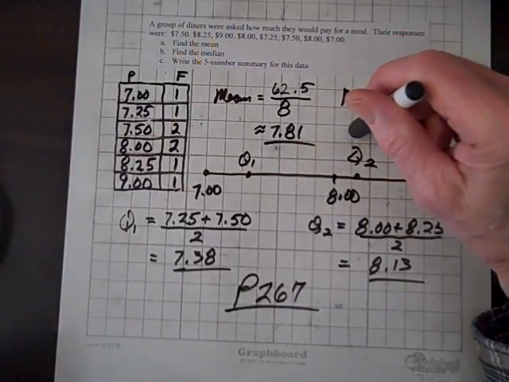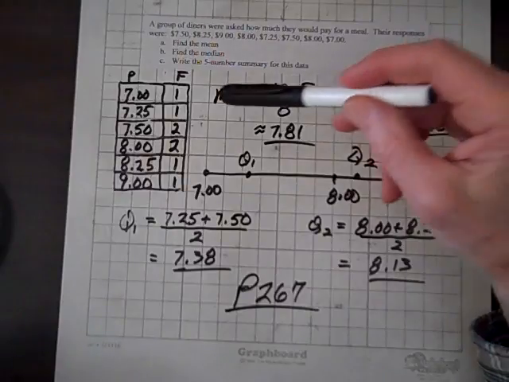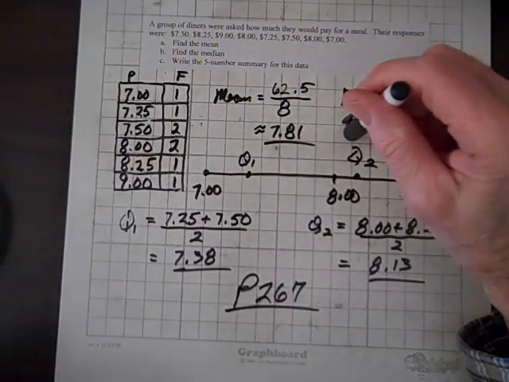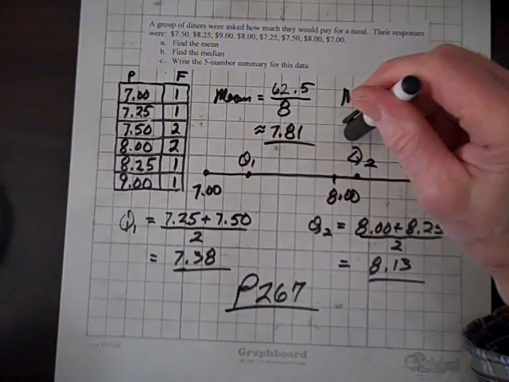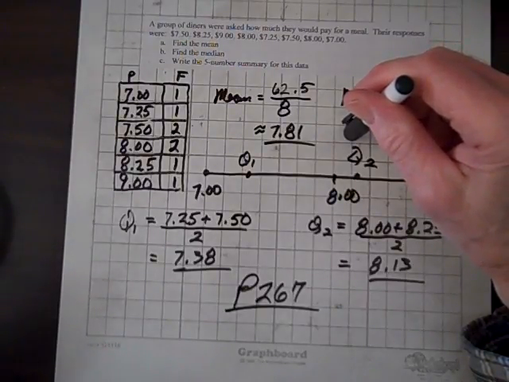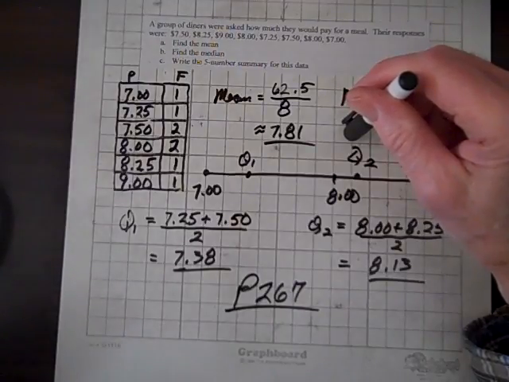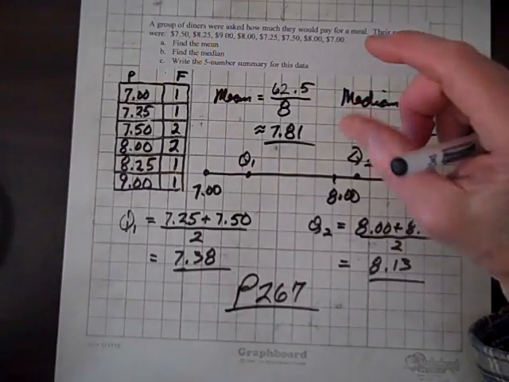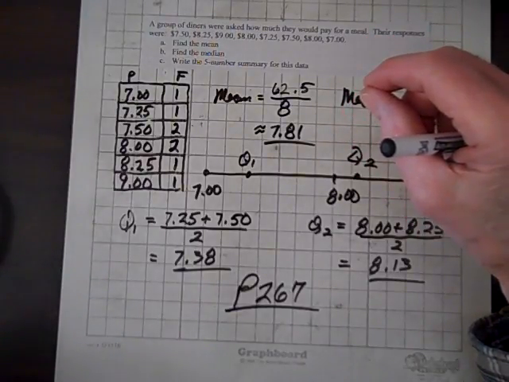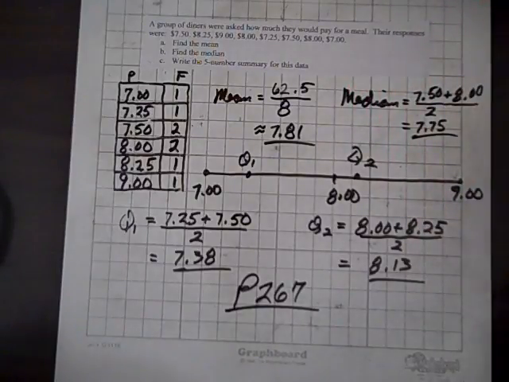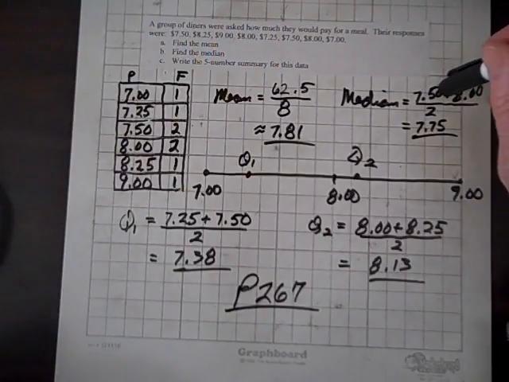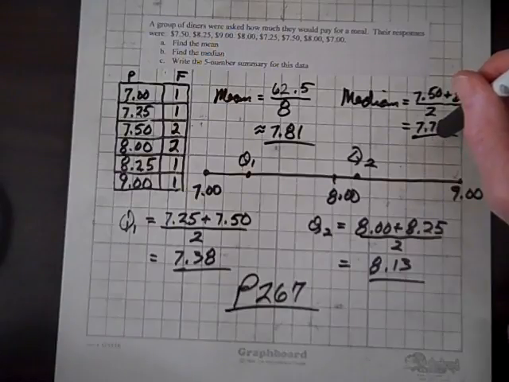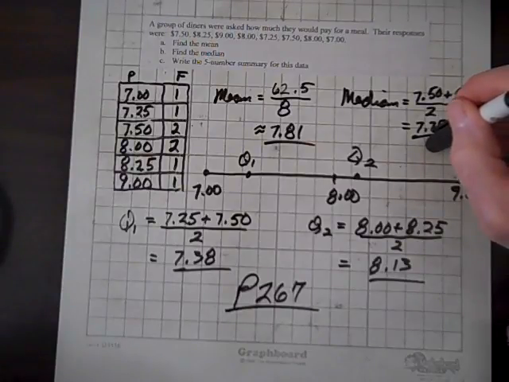Now the median is the middle value. Well, it turns out we've got an even number of entries, so there is no middle value. But then, you take the two values that comprise the middle, add those up and find the mean of those two values, and that becomes the median. So doing that, our two middle values are 7.50 and 8. Adding those up, dividing by 2, we get 7.75, and so that's going to be our median.